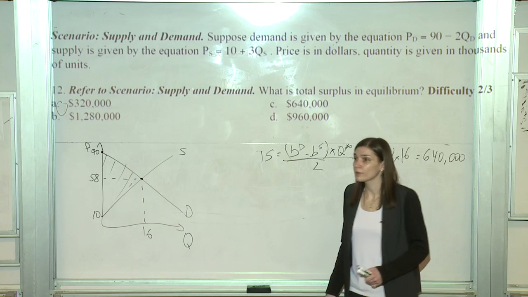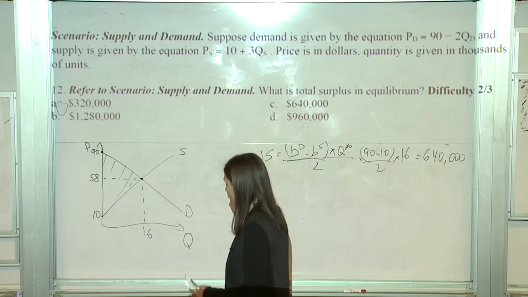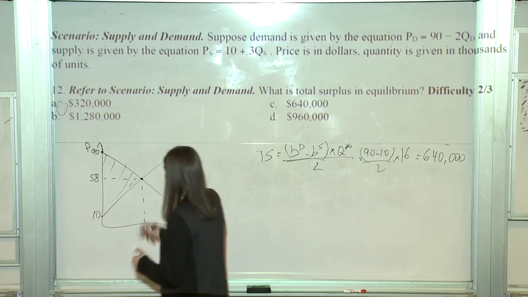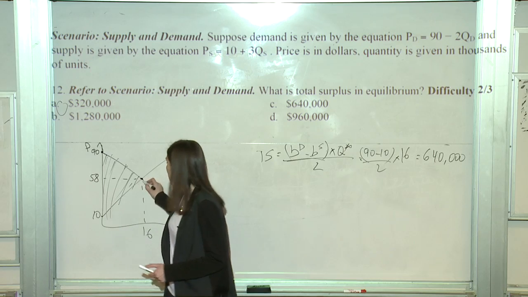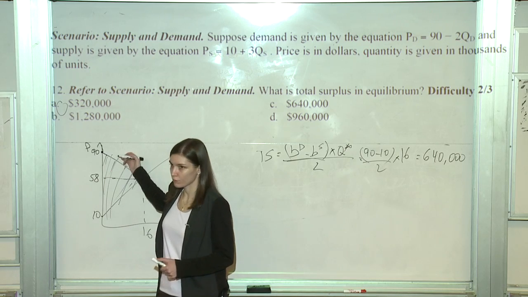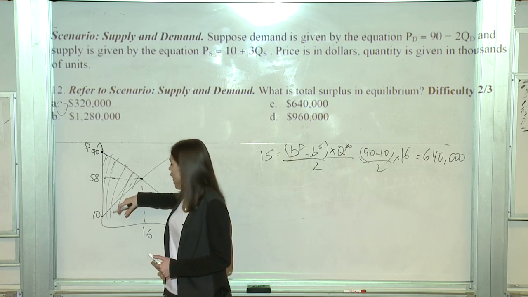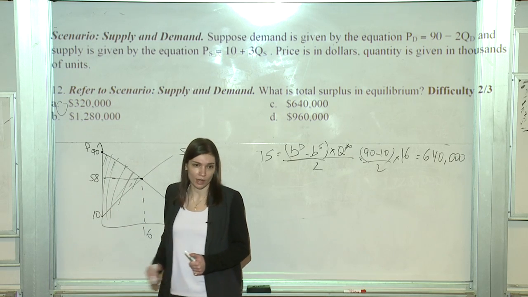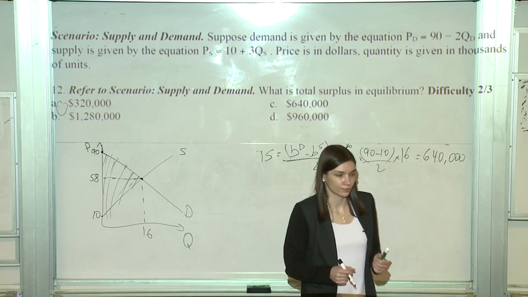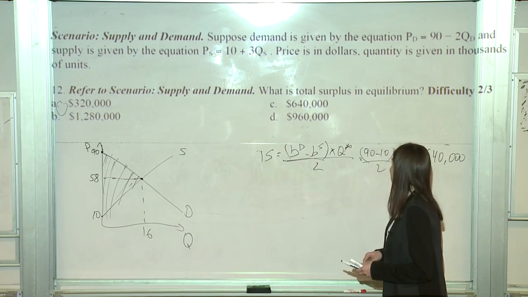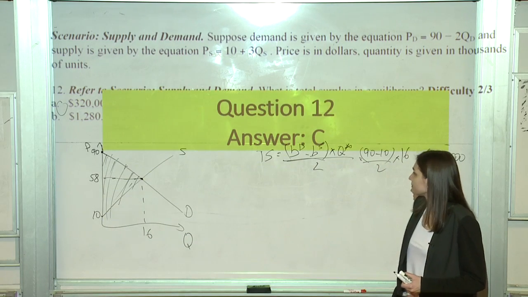Any questions? Yep. Do you mean the top region or the whole shade? The question is, which region do I mean? The total surplus is this whole region. The top region only, below demand, above price, is called what? Consumer surplus. And the other one, above supply, below price? Producer. And total is the sum of the two. All right, so answer here is C.